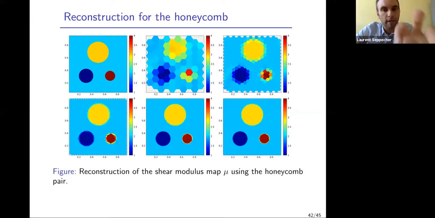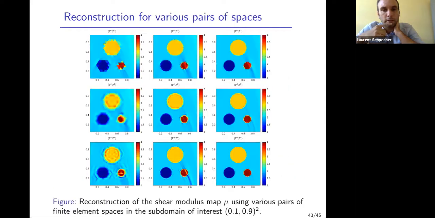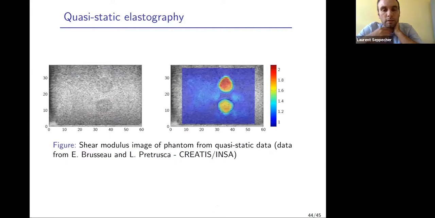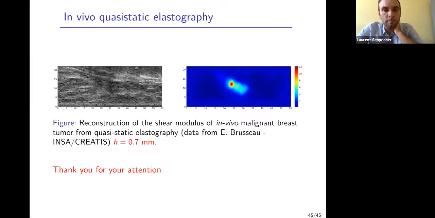So let's try with this finite element pair, which uses hexagonal approximation, and you'll see that it converges when H goes to 0. It's quite strong. There is no noise here, but you have real numerical data. This is for the pairs. I don't go through this. And this is what happens when you do practical tests with some phantoms. So it works well.